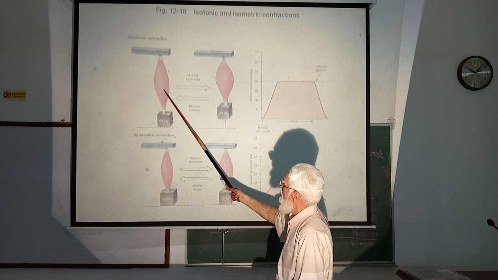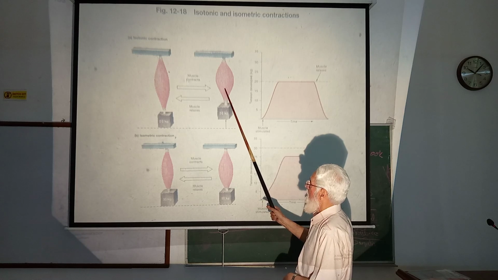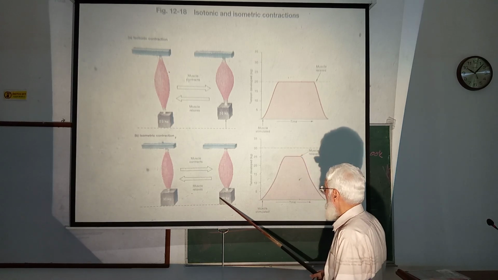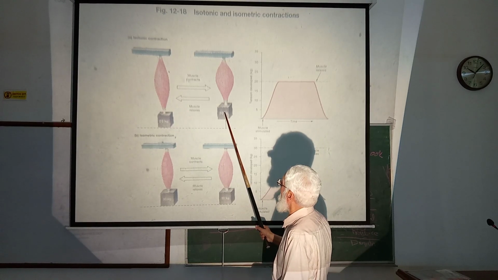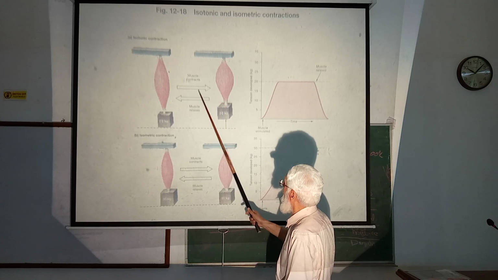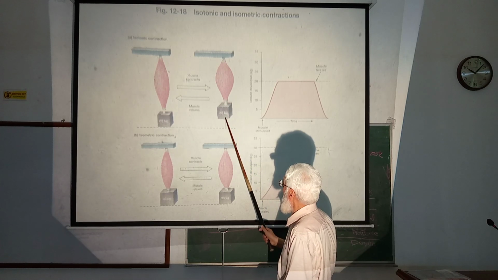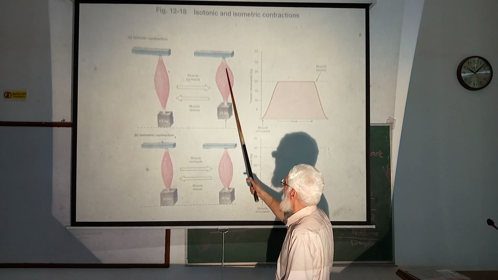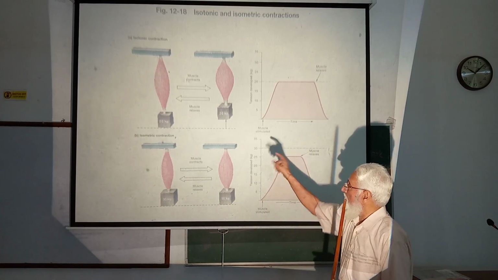The muscle is attached with a load of 20 kg, which the muscle can lift. Here the load attached is 30 kg, which can't be lifted by the muscle. Now here a load of 20 kg can be lifted by the muscle. In this isotonic muscle contraction, one end of the muscle is held fixed, the other is free. You see, the muscle lifts the load of 20 kg. Muscle length decreases as the load is moved.